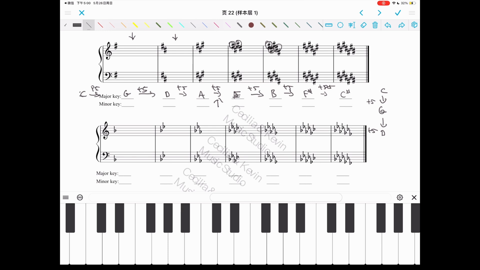Okay, so we applied the perfect fifth rule to major keys. Now we're going to examine minor keys. For minor keys, we should know that there are melodic minor and harmonic minor. For example, take A minor. This will be the melodic minor.